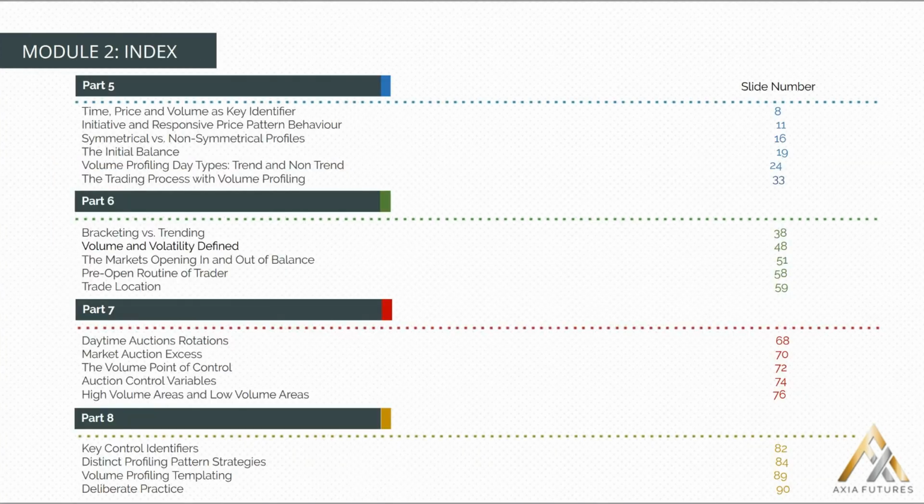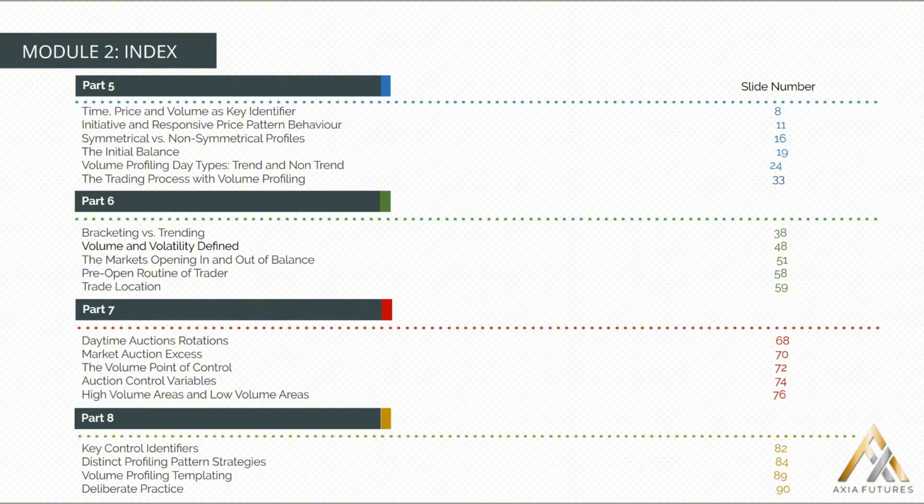So what will Module 2's index look like? Well, in Part 5 we're going to start off talking about time, price and volume as key identifiers. We'll then move on to initiative and responsive price pattern behavior. Then symmetrical versus non-symmetrical profiles, the initial balance, volume profiling, day types being trend and non-trend, and finish Part 5 with the trading process with volume profiles.